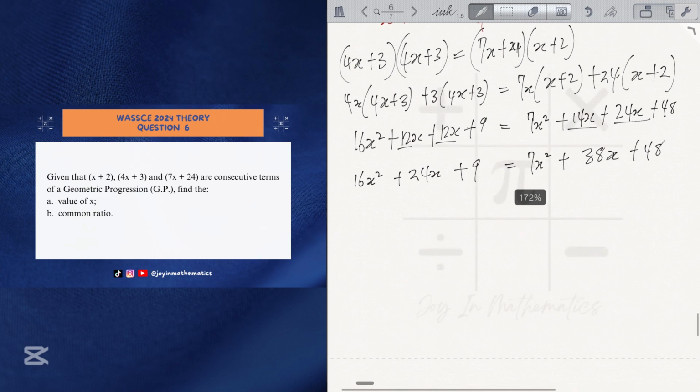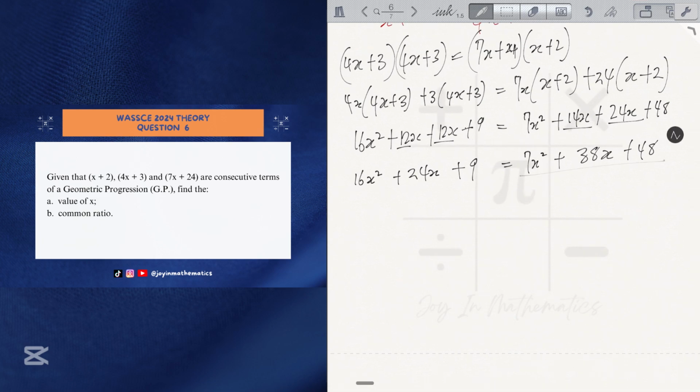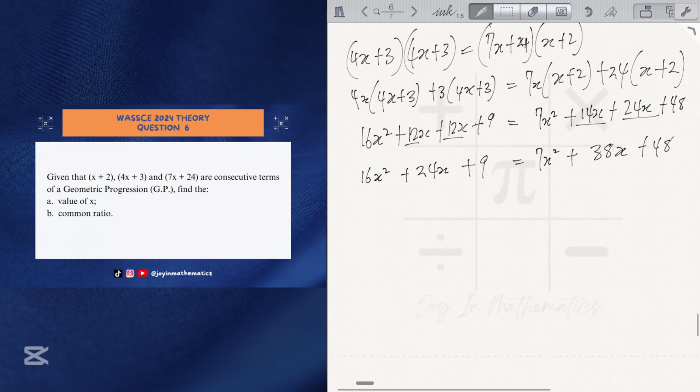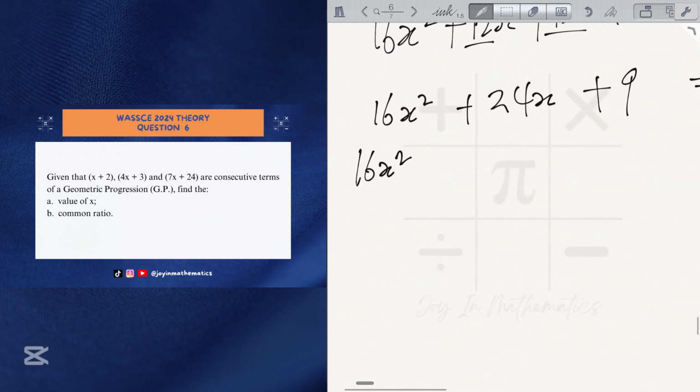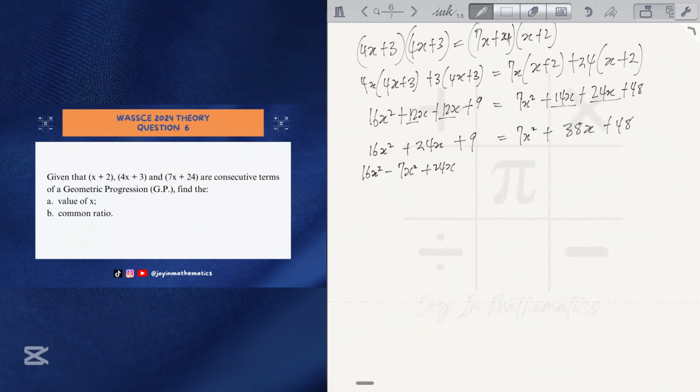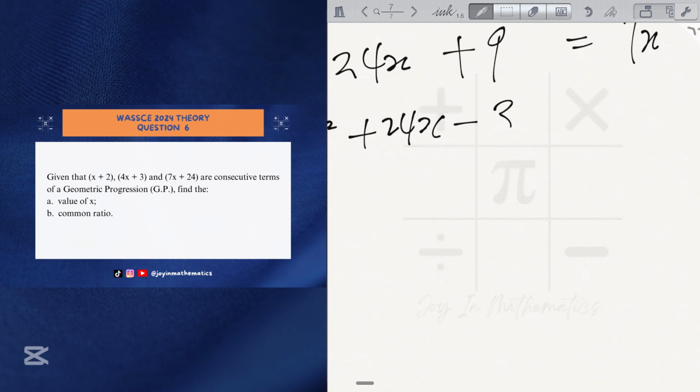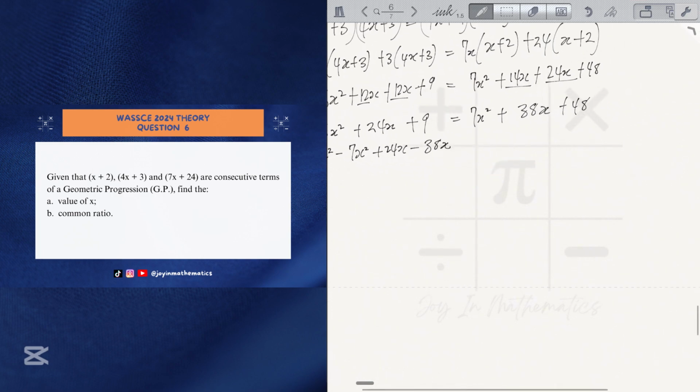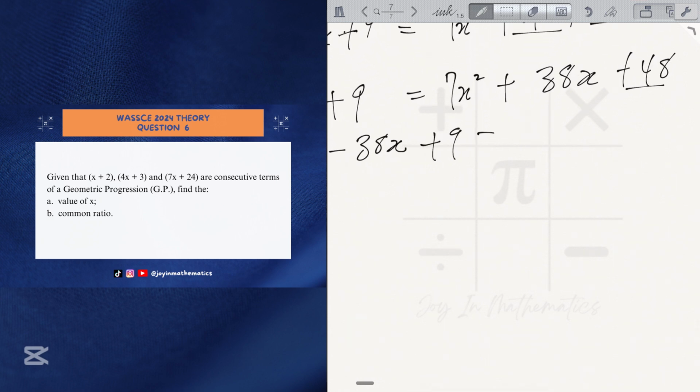So let's bring everything on the left hand side to the right hand side and collect like terms immediately. So that means we have 16x squared. We are bringing 7x squared to the left hand side, so this will be minus 7x squared. We have plus 24x. We are bringing 38x to the left hand side to become minus 38x. We have plus 9, and we are bringing 48, and we will have minus 48 to be equals to 0.